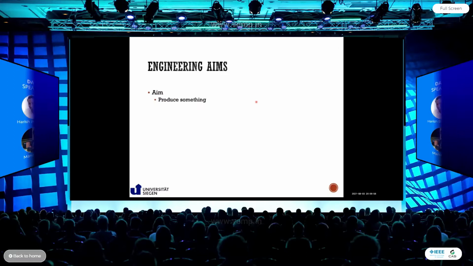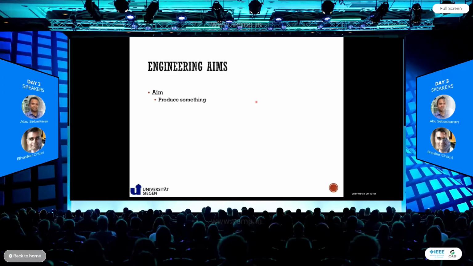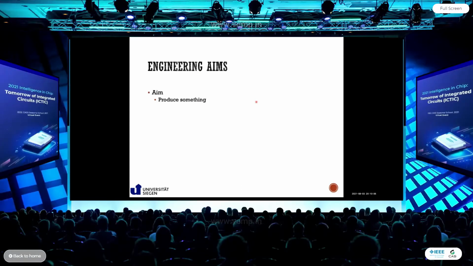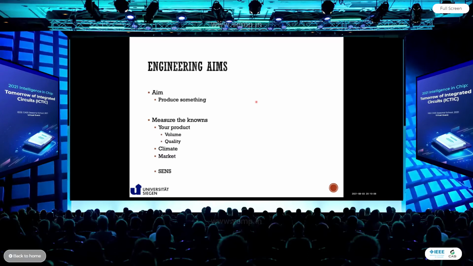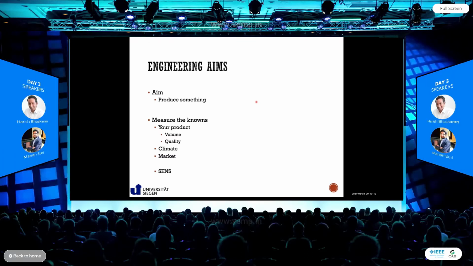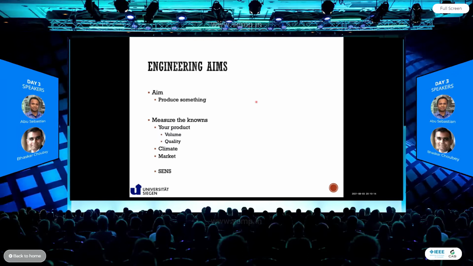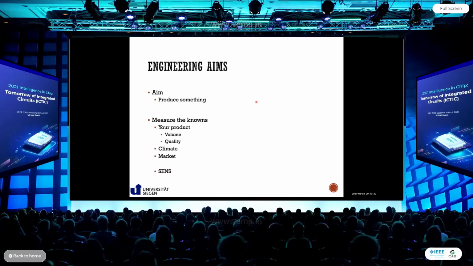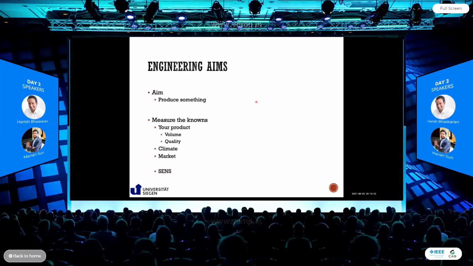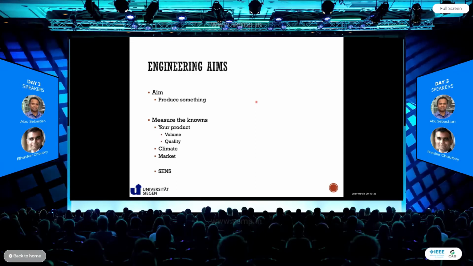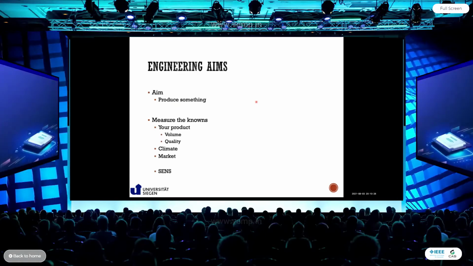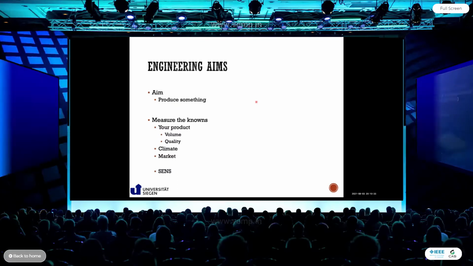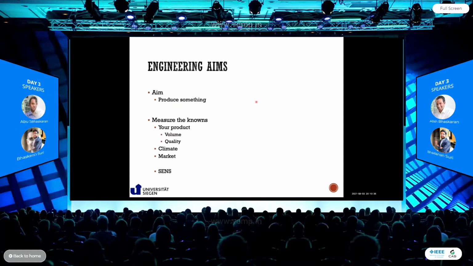But let me start by raising the question of what is the aim of engineering? In general, we are aiming to produce something, and that production requires measurement of the knowns. This could be your product, and the product could be in terms of volume, quality, its physical properties. You might be measuring the climate, whether you can make the product or not. You could also be measuring the market, so you could be going beyond just measurement of environment. So overall, there's the sensory activity. You are sensing things. This could be your product, product-related environment, or product-unrelated environment.